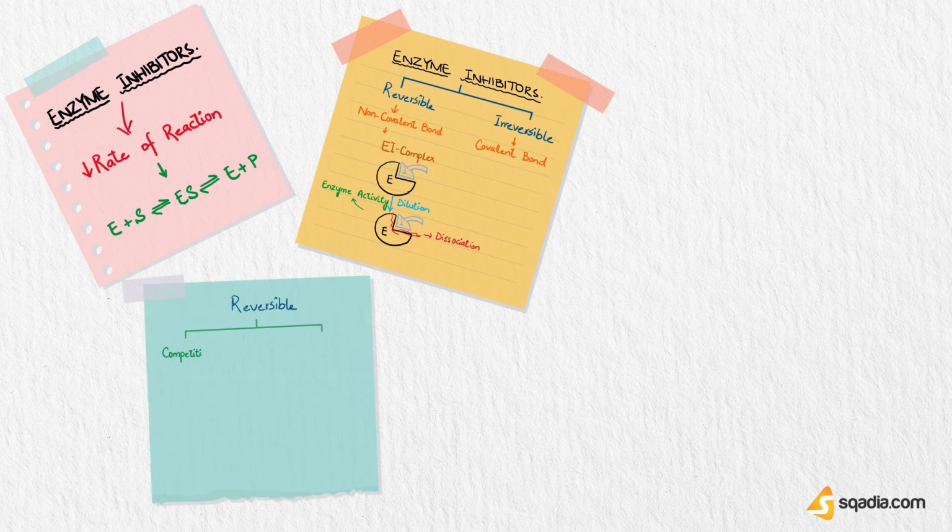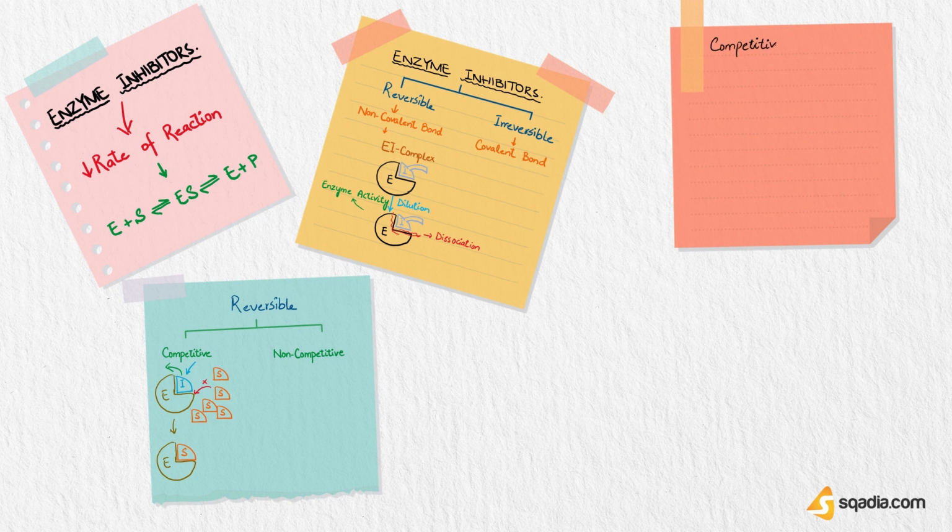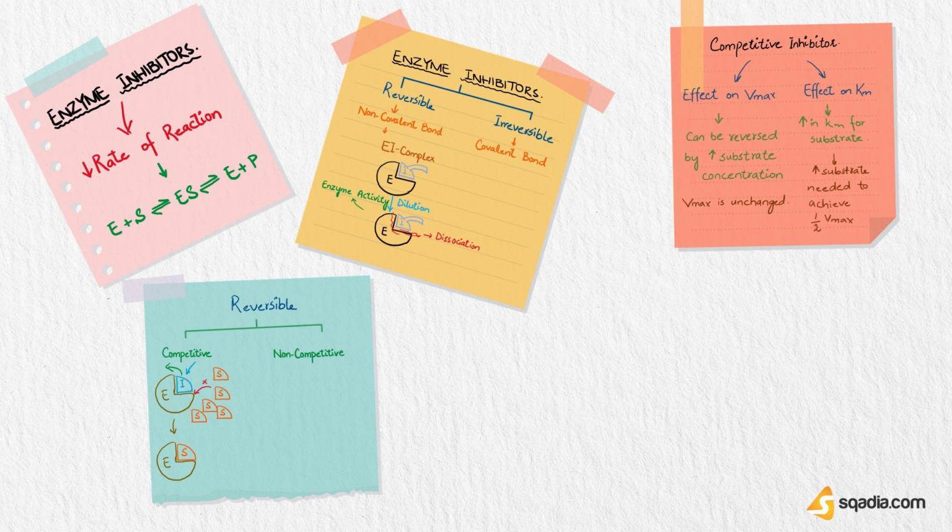Competitive inhibition is a type of inhibition that occurs when inhibitors bind reversibly to the same site that the substrate would normally occupy, and therefore it competes with the substrate to bind to the enzyme's active site. The effect on Vmax is that it can be reversed by increasing the concentration of substrate. The Vmax is unchanged in the presence of a competitive inhibitor. The effect on the Michaelis constant Km is that there is an increase in the apparent Km for a given substrate. This means that in the presence of a competitive inhibitor, more substrate is needed to achieve half the Vmax.